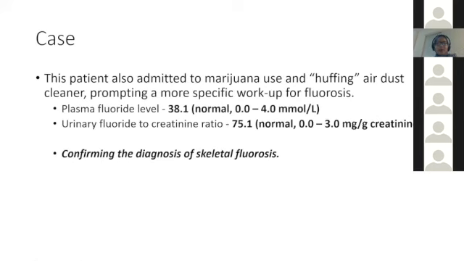The patient also admitted to marijuana use and huffing air dust cleaner, prompting a more specific workup for fluorosis. Plasma fluoride level was checked, which was 38.1, normal range being between 0 and 4 millimoles per liter, and urinary fluoride to creatinine ratio was 75.1, normal being between 0 and 3 milligrams per gram of creatinine. And this confirmed the diagnosis of skeletal fluorosis.